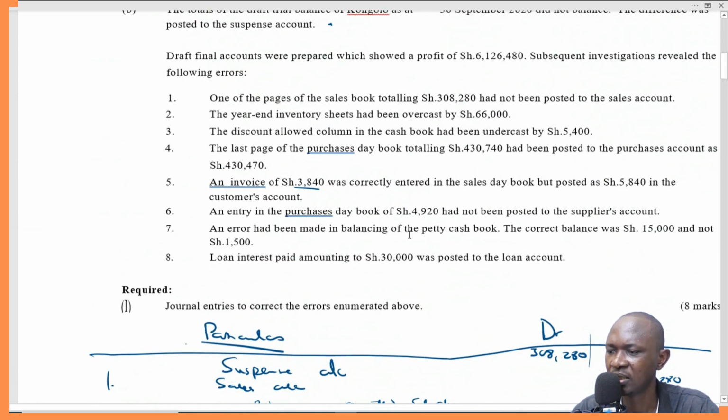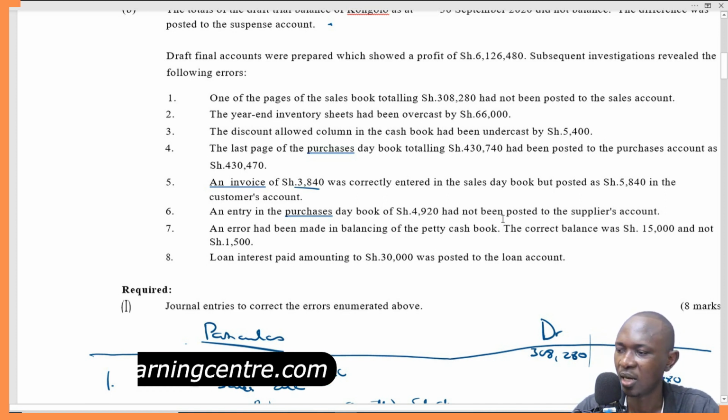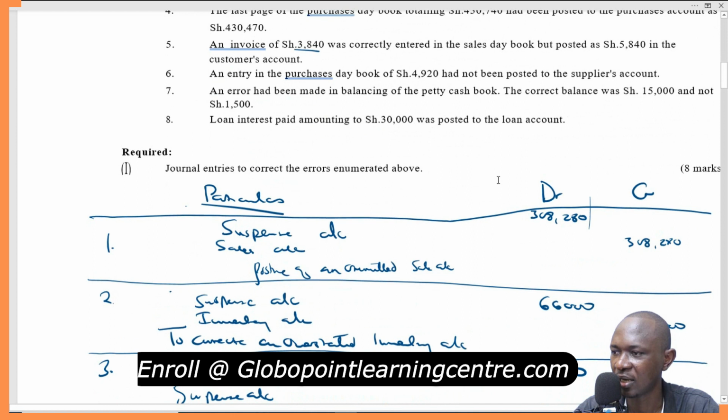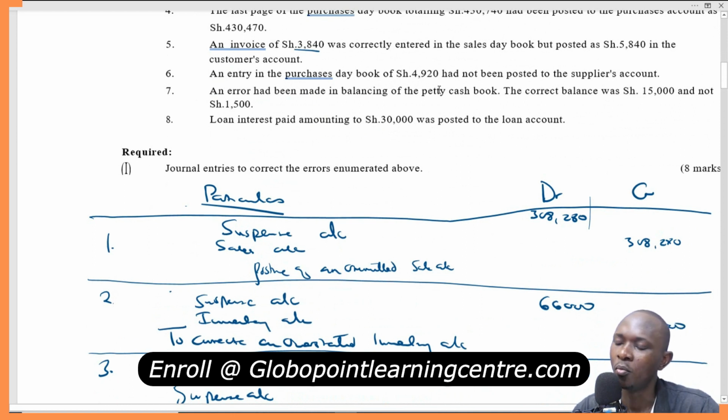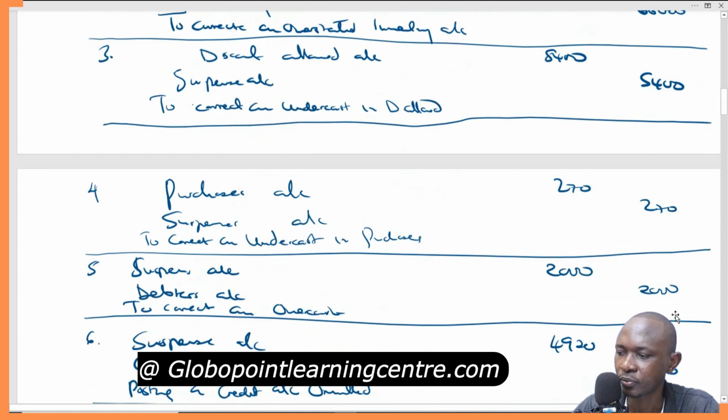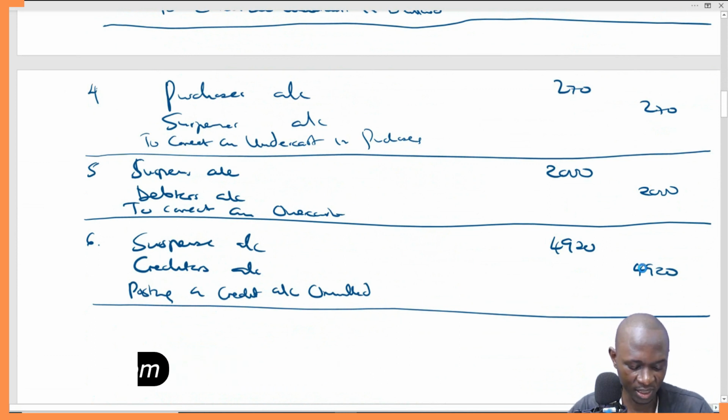An entry in the purchase daybook of 920 had not been posted in the supplier's account. Creditor posting on a creditor's account that had been omitted. So 4920 on the credit side, because creditors are a credit entry, debtors are a debit entry.